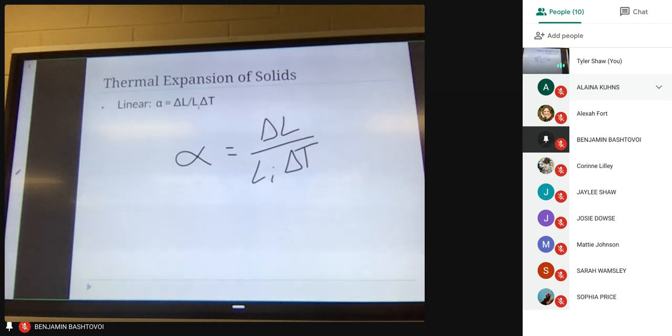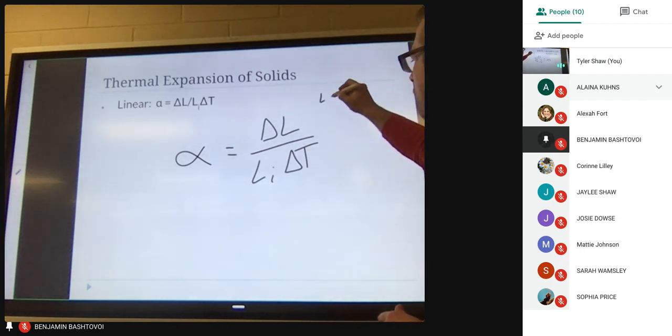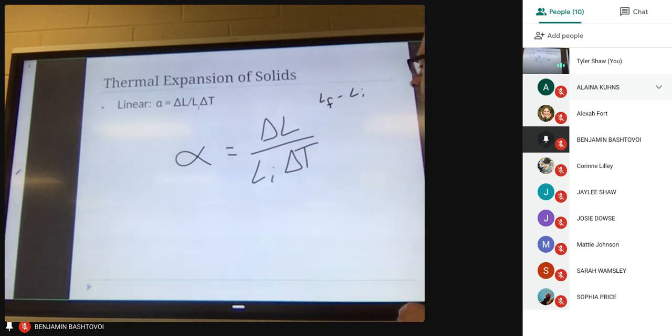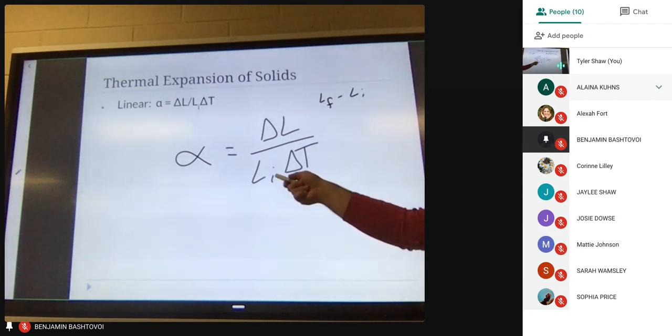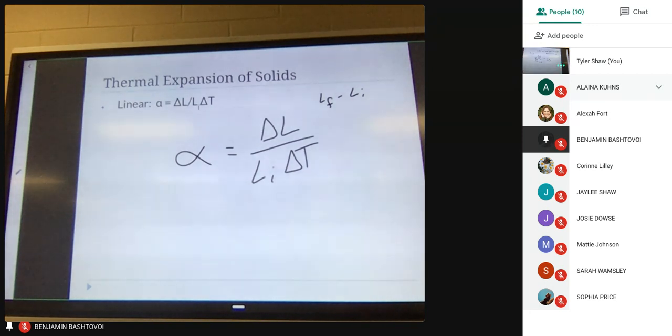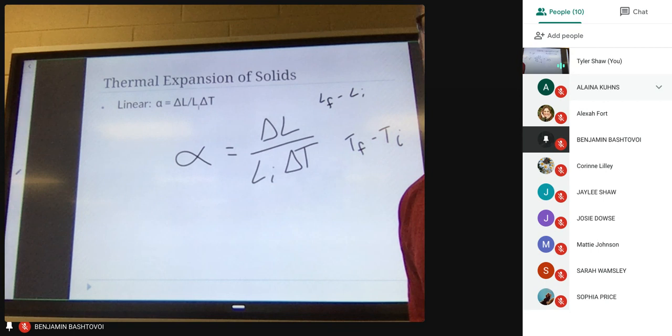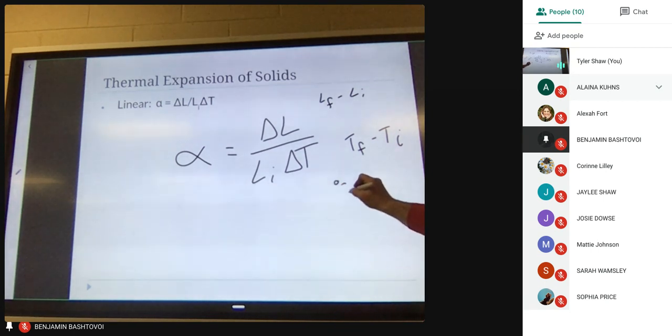We'll unpack this and figure out what this stuff means. Delta anything means final minus initial. So this delta L is the final length minus the initial length. Li is the initial length, and delta T is final temperature minus initial temperature. These delta T's can be in Celsius or Kelvin. Either one doesn't matter.